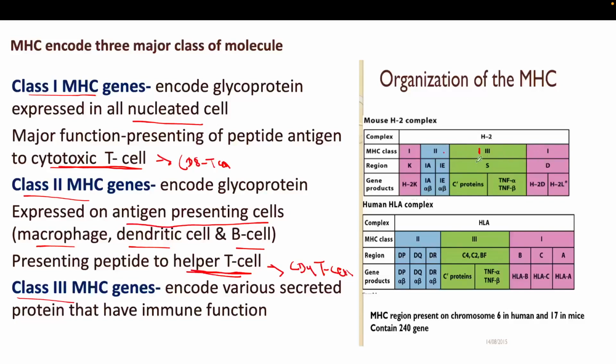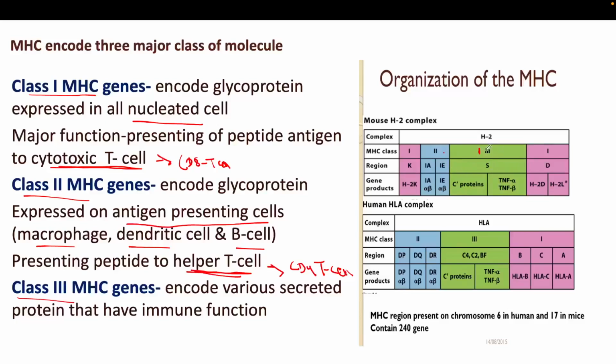Okay, so the locus of MHC1 is the D locus here, and class 3 is located on the S locus, class 2 is located on the IA or IE locus. Okay, and this one is also located at the K. So these three MHC genes are highly polymorphic, and they contain almost 240 genes inside their locus. There are 240 genes in an MHC molecule.